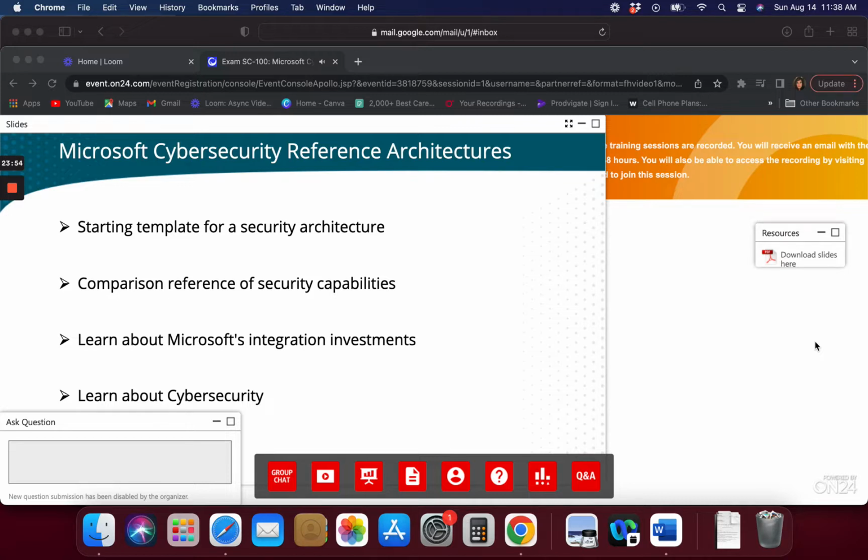It can also be used for comparison as a reference for security capabilities. Some organizations use it to compare Microsoft architecture recommendations with what they already own and have implemented. And many organizations find that they weren't aware that they already own quite a bit of security architecture technology. So they do it for comparison. And the third one, you learn about Microsoft integration investments. It can help security architects and technical teams to identify how to take advantage of integration points with Microsoft capabilities and existing security capabilities. Last, you can also use it to learn more about cybersecurity.